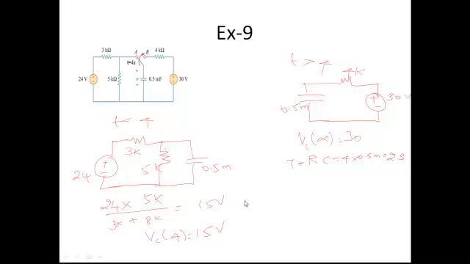So you substitute everything in the equation. Vc of t is nothing but Vc of infinity, which is 30, plus Vc of 0, which is 15, minus 30, times e power minus (t minus capital T naught). Capital T naught is 4 seconds because switching is taking place at 4 seconds. So you write 4 here, divided by tau. Tau is nothing but 2 seconds. So this is the final equation.